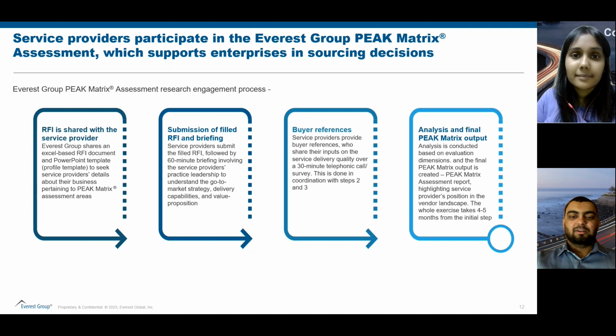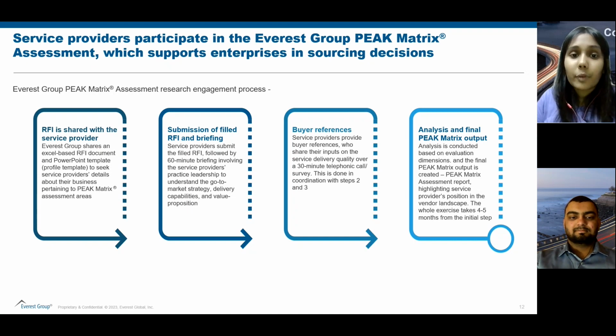The CCM PEAK Matrix assessment will benchmark service providers providing clinical and care management operations to healthcare enterprises across a comprehensive suite of parameters focused on market adoption as well as vision and strategy. The PEAK Matrix is utilized by enterprises making their sourcing decisions and arms the service providers with accurate representation and recognition of their capabilities in the market.